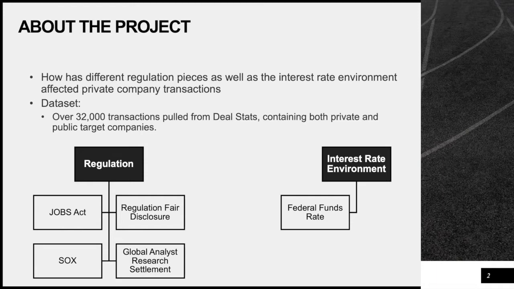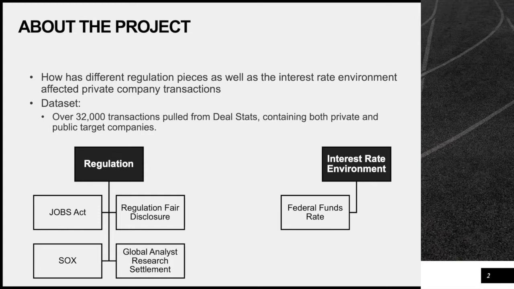The larger project looks at how regulation changes and increased capital availability has affected the IPO market and the private equity market in the US. The focus of this particular study is a bit different. I look at how different regulation pieces and the interest rate environment has affected private company acquisitions in the US.